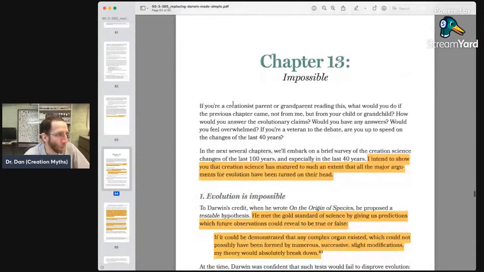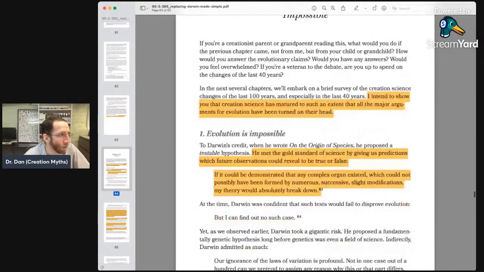All right, so let's look. We're now in chapter 13. Okay, I intend to show you that creation science has matured, that the major arguments for evolution have been turned on their head. Okay. Now he goes all-time great quote mine.